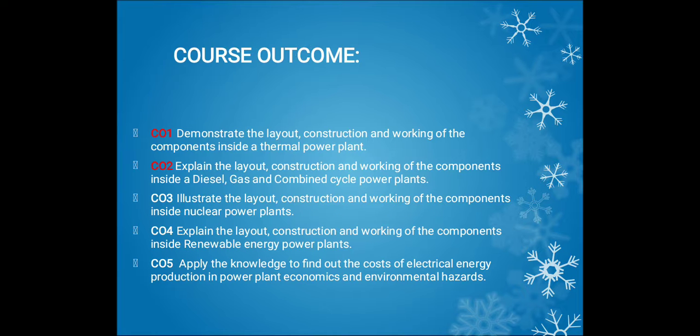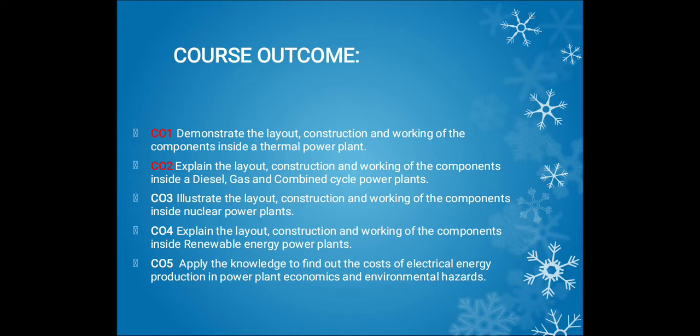Then the course outcomes cover the first unit, second unit, third unit, fourth unit and fifth unit. In the first unit, we mainly discuss the coal-based thermal power plant, using coal as a raw material, and the various components present in that power plant. The second unit is diesel gas combined power plant. The raw material is diesel and gas, used to construct the power plant and generate power.